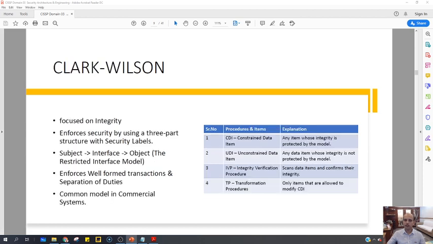Okay, then comes the Clark-Wilson model. In the Clark-Wilson model, we can say it is mainly focused on integrity. Like the Biba model, this is also focused on integrity itself. So it ensures security by using a three-part structure with security labels. It means here we need to give security labels, but in the previous ones we were not giving any security labels, while here we are giving security labels. So we are using the labeling concept of the principles which we discussed yesterday.